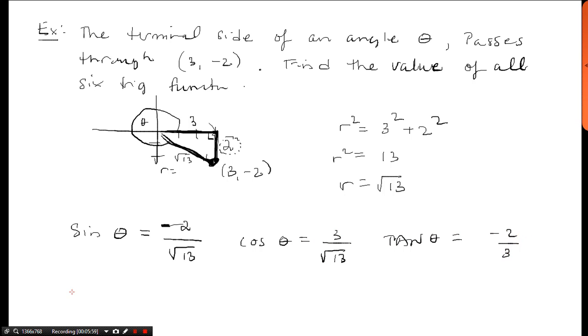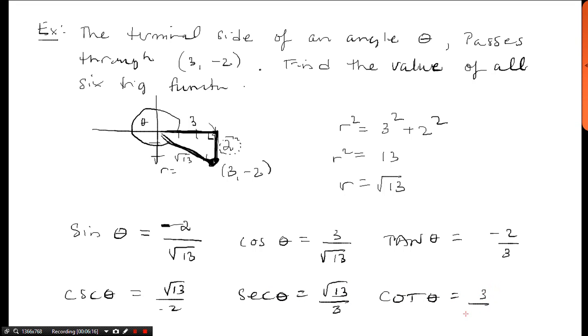And then flip them all. So if you were looking at their reciprocals, cosecant is the square root of 13 over negative 2. Secant of theta is root 13 over 3. And last but not least, cotangent of theta would be 3 over negative 2. Easy. So very easy. Okay, so this is if they just give you a point.